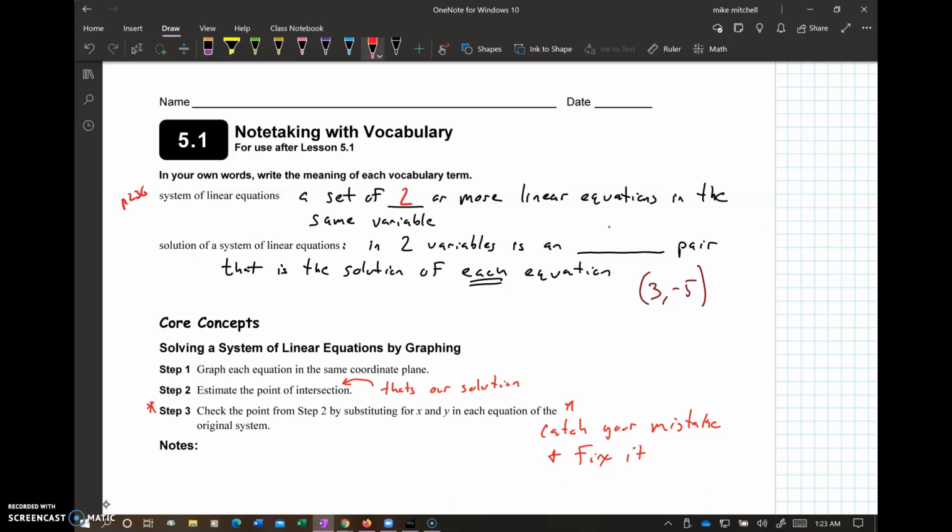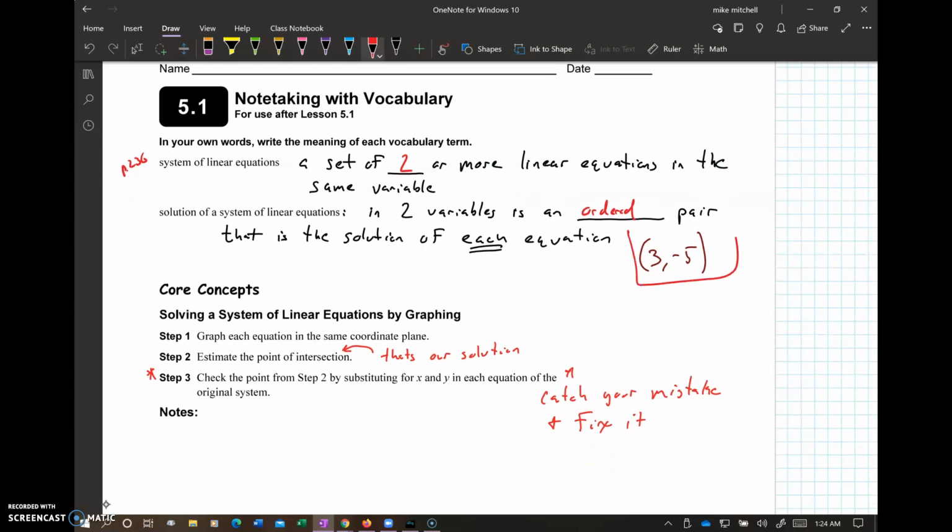Solving systems of linear equations in two variables is an ordered pair. Whoops, just want to get rid of that little blue dot. Okay, this is what we mean by an ordered pair. There's an x value, there's a y value. That's going to turn out to be where the two lines intersect. So I should also mention that that's going to be an intersection of the lines.